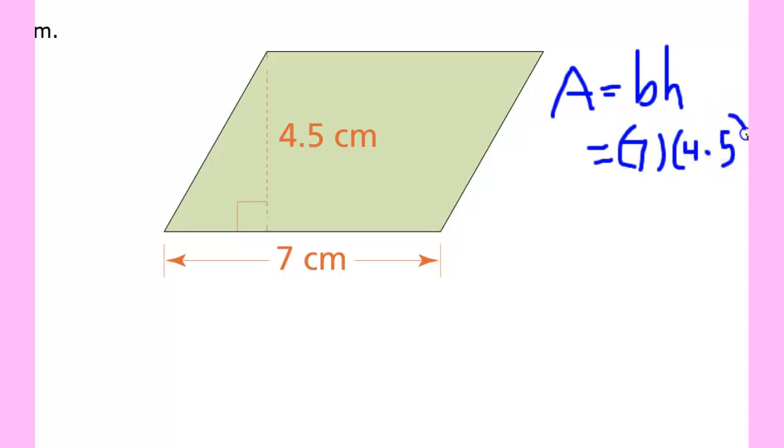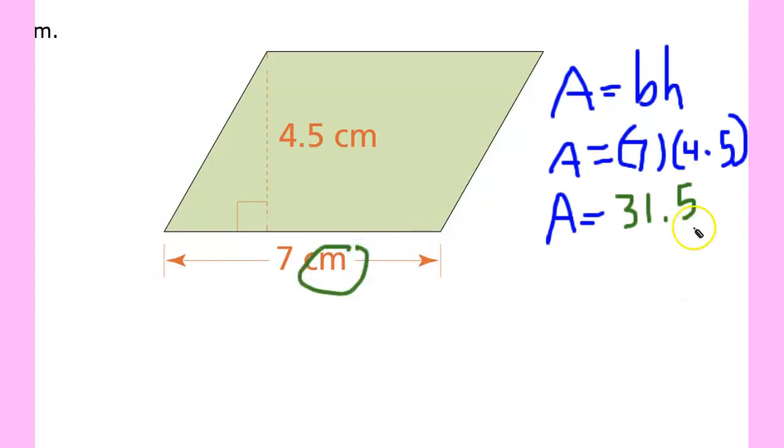You could use long multiplication, and if you're allowed to use a calculator, you could just solve it using a calculator. So 7 times 4.5 is 31.5. And since the unit is centimeter, we say centimeters squared. Base times height, 7 times 4.5, which is 31.5 square centimeters. We can write that as cm squared. Okay, let's have one more example.